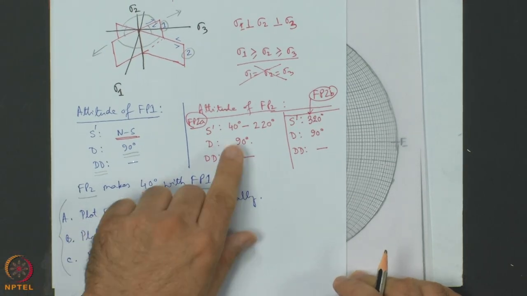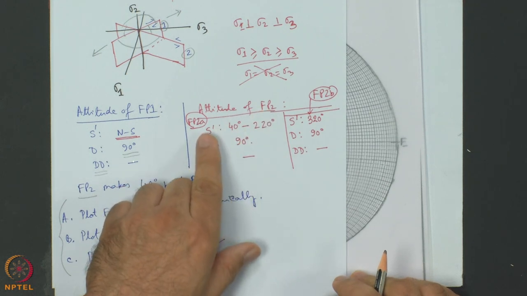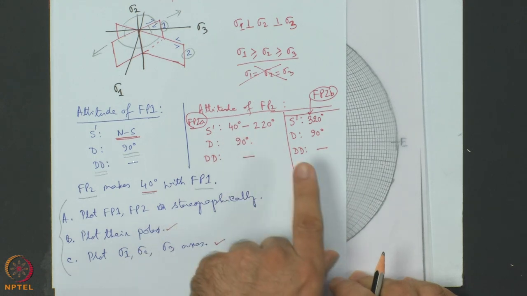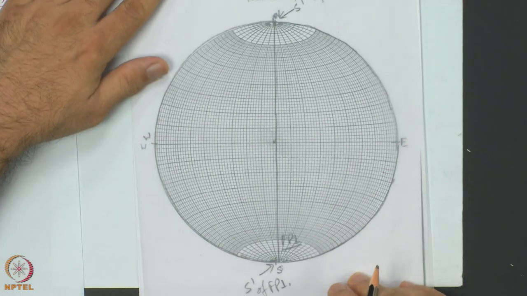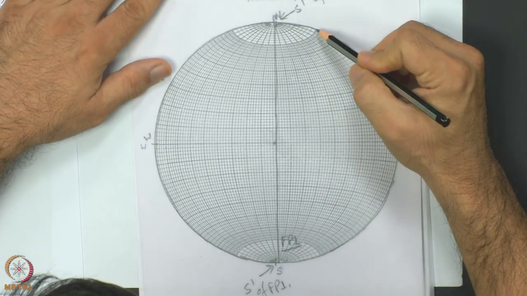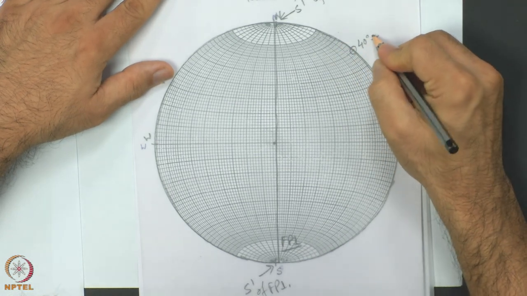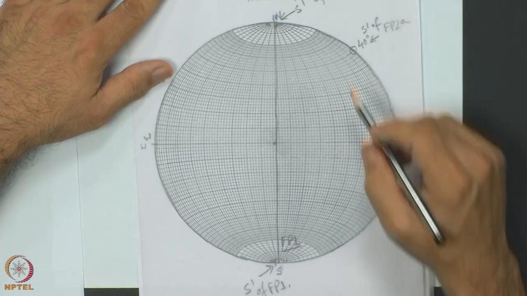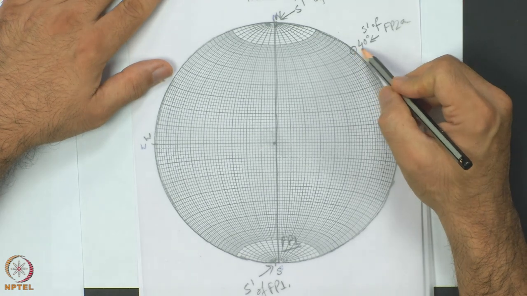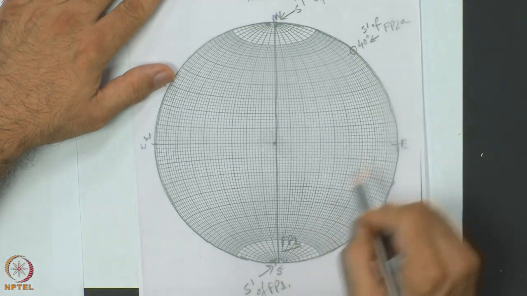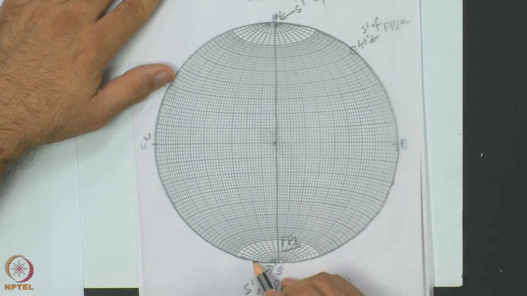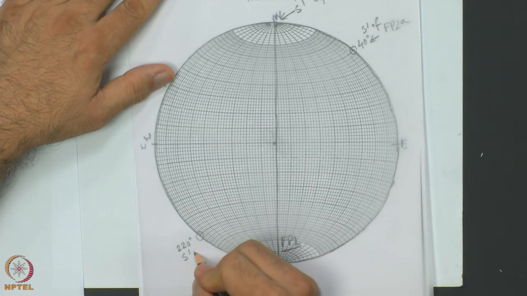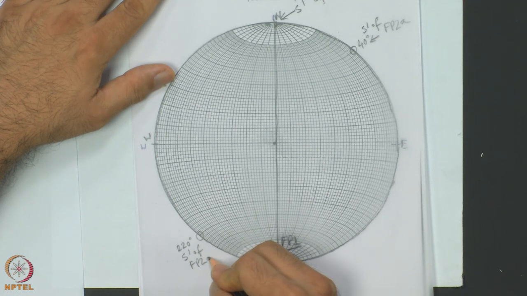Now I take the attitude of FP2A. FP2A is one possibility of FP2. FP2B is another possibility of FP2. For FP2A, the strike is 40 degrees to 220 degrees. So let's mark the strike on the periphery of the stereonet on the tracing sheet. 10, 20, 30, 40. This is 40 degrees. This is the S dash of FP2A. If 40 degrees is one possible strike direction, the other will be 40 degrees plus 180 degrees, which is 220 degrees. This is 90 degrees, this is 180 degrees, this is 190, 200, 210, and this is 220 degrees. This is S dash of FP2A.